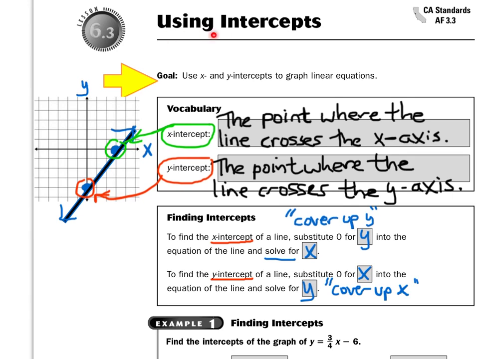Hello you guys, let's talk about using intercepts, okay? So I'm going to show you another way to graph points besides making a big table.